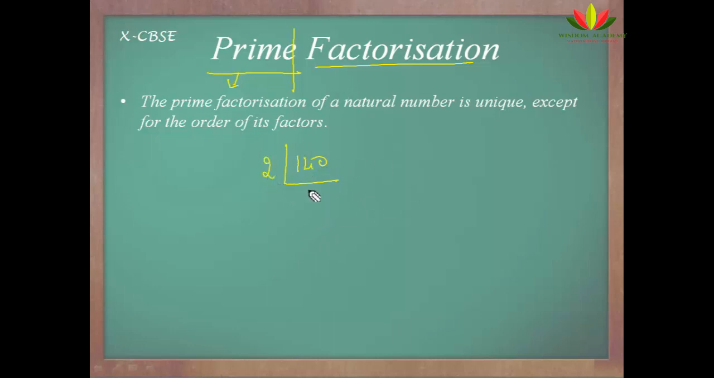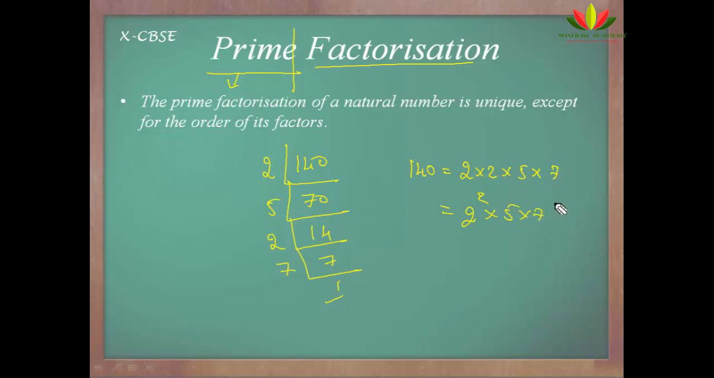So I can take 2, right? 2 is also a prime number. So I will take 2 and it will be 70. I will take 5. This will be 14. I will take 2 once again. This will be 7. 7 is also a prime. So 140 can be expressed as 2 into 2 into 5 into 7, or simply 2 to the power of 2 into 5 into 7. If you multiply these numbers, I will get 140.